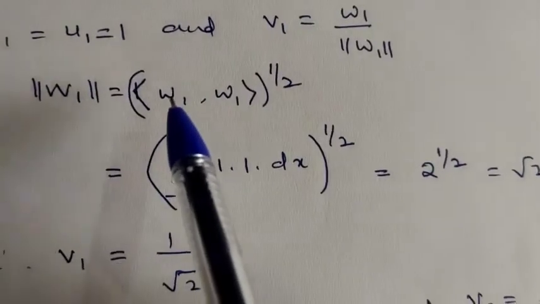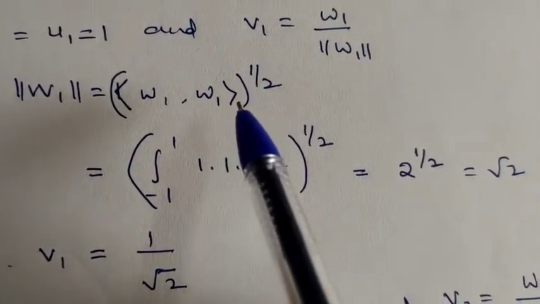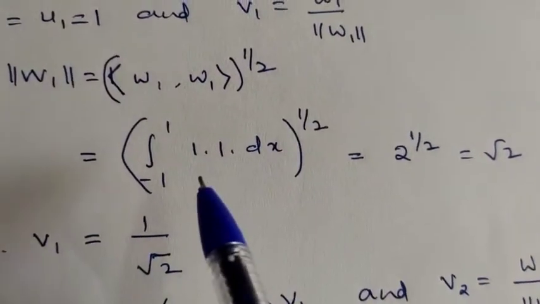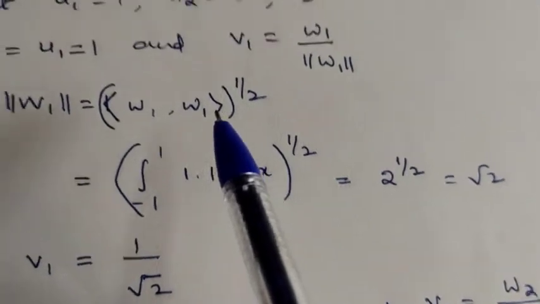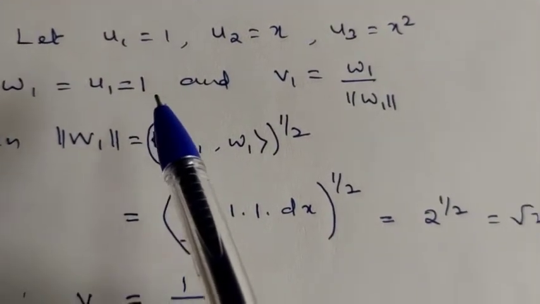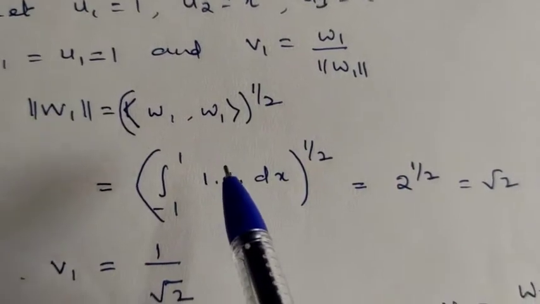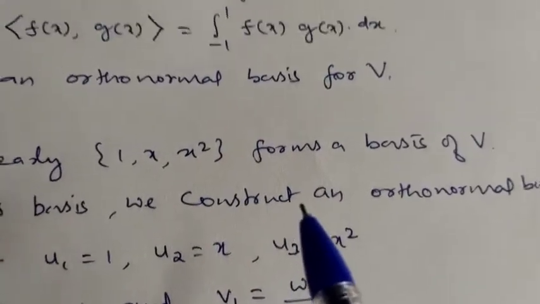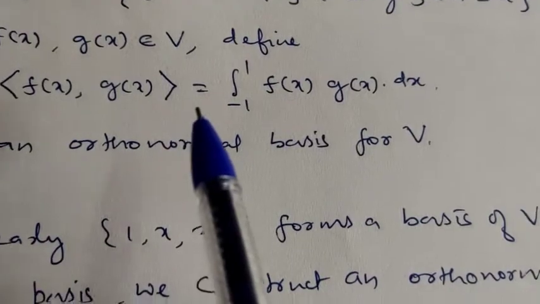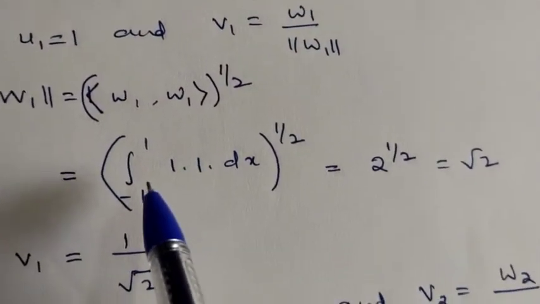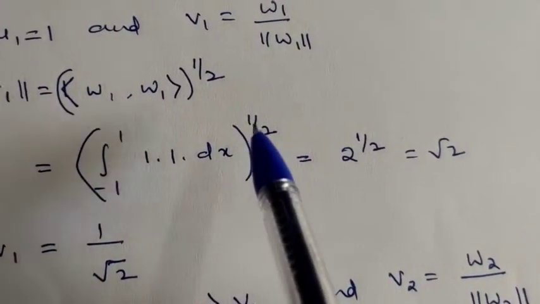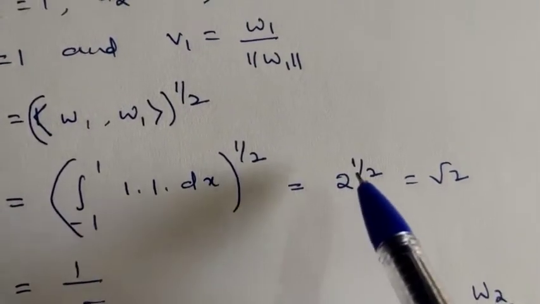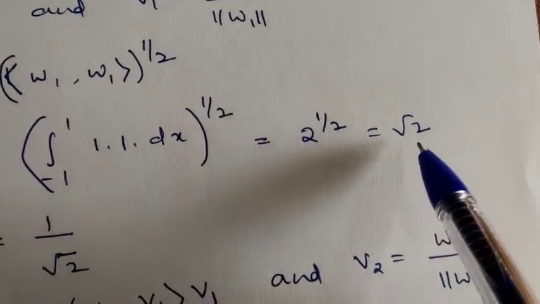Norm of w1 is the inner product of w1 comma w1 to the power of 1 over 2. Now, w1 here is 1, which is a constant polynomial. The inner product of f of x comma g of x is the integral from -1 to 1 of f of x into g of x. Accordingly, integral from -1 to 1, 1 into 1 dx, power of 1 by 2. If you integrate, it gives 2 to the power of 1 by 2, or root 2.